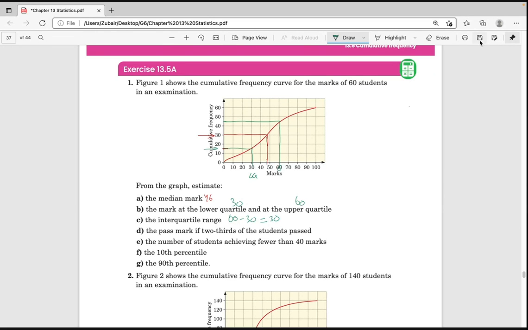30. Oh, very good. D part, the pass marks if two-thirds of the students passed. Now two-thirds are passing. Two-thirds of 60 students passed means 40 students passed. 40 students, yes, 40. Now what is the value? How many marks are the passing marks?